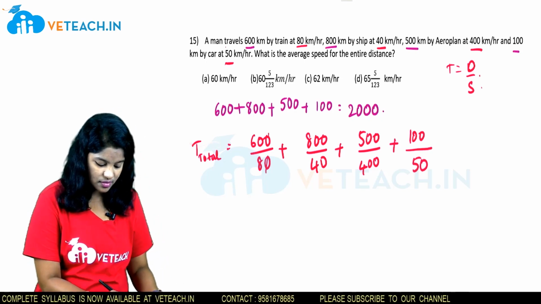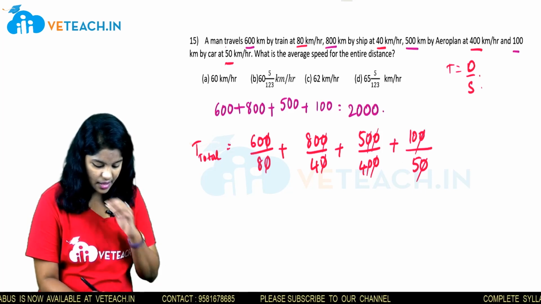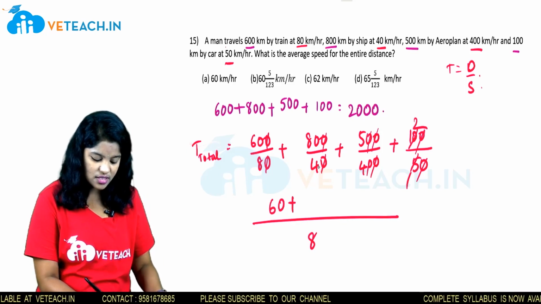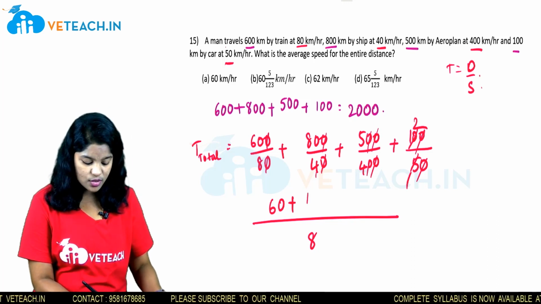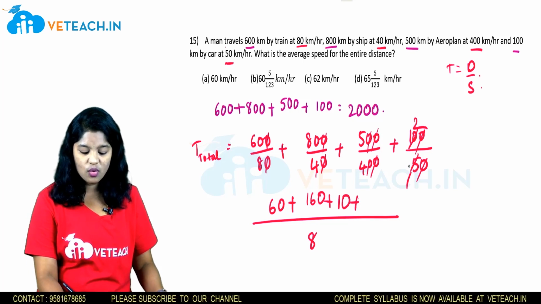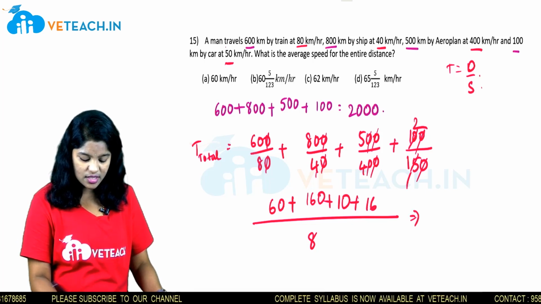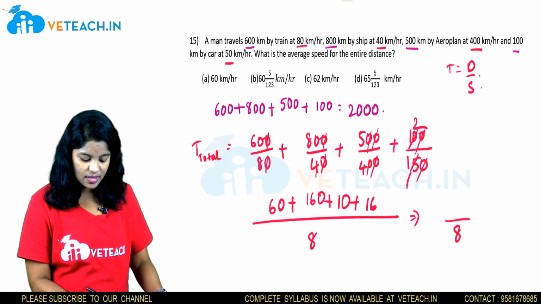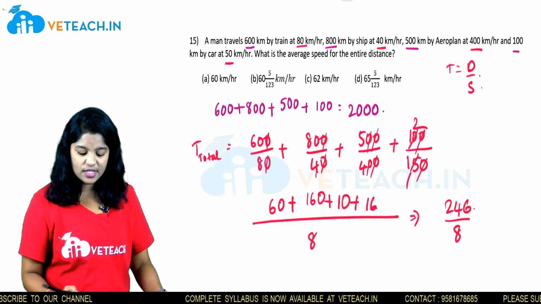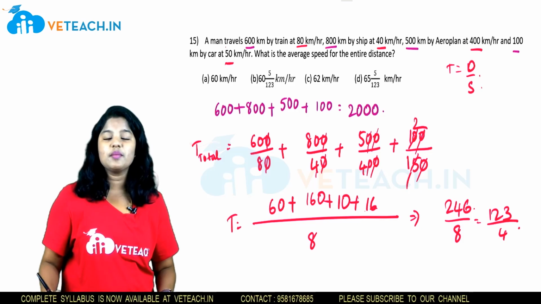Cancel out. So we can take here 1 time, 2 times. The total LCM is 8. 60 plus 8 divided by 4 is 2, so 160, plus similarly 8 divided by 4 is 2, 10, plus here the denominator is 1, so we can write it as 16. That is equal to 220, 230, 246. 246 by 8 is equal to 123 by 4. So this is the total time taken by him.